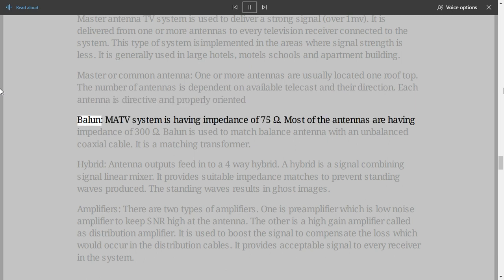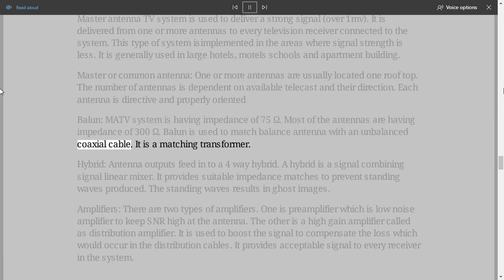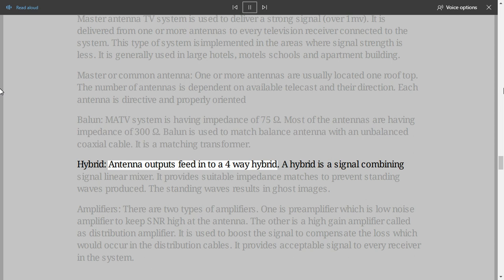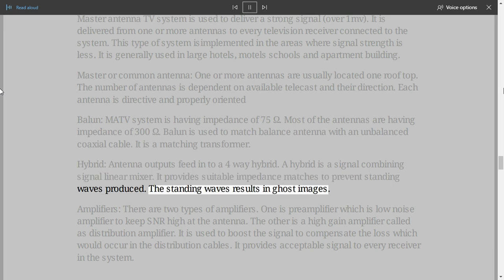Balun. The MATV system has an impedance of 75 ohm, while the antenna has an impedance of 300 ohm. The balun is said to match balanced and unbalanced coaxial cable. It is a matching transformer. Hybrid. Antenna outputs feed into a four-way hybrid. A hybrid is a signal combining linear mixer. It provides suitable impedance matches to prevent standing waves from being produced. The standing waves result in ghost images.